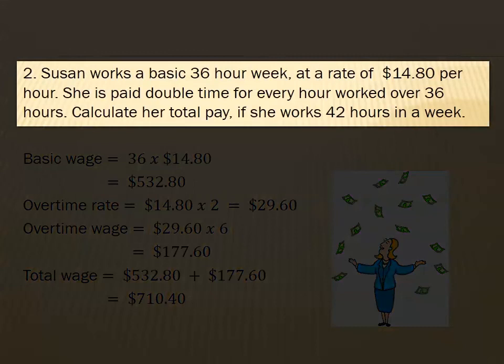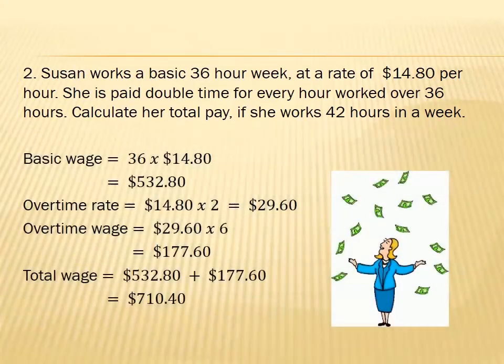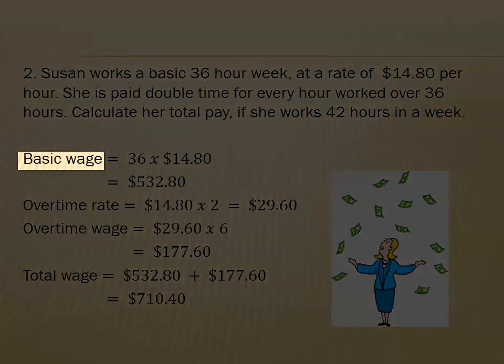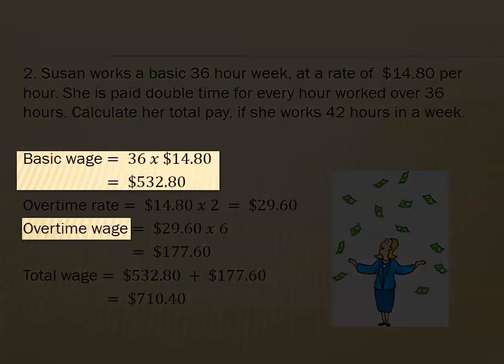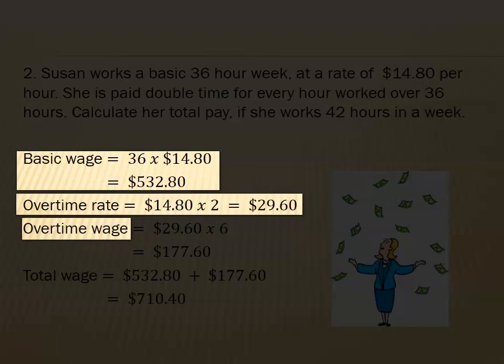Number 2. Susan works a basic 36-hour week at a rate of $14.80 per hour. She is paid double time for every hour worked over 36 hours. Calculate her total pay if she works 42 hours in a week. So we know her total pay would be basic wage plus overtime wage. Her basic wage would be 36 times $14.80, which is equal to $532.80. Her overtime rate would be $14.80 multiplied by 2 since it's double time.